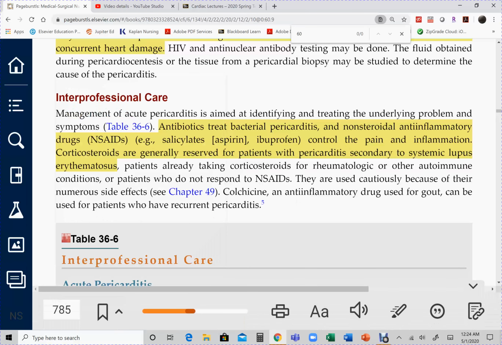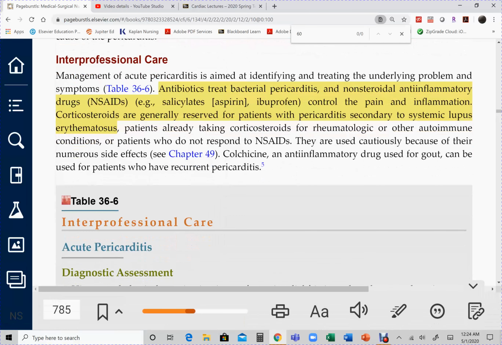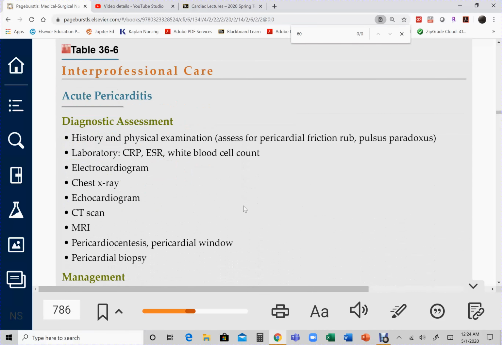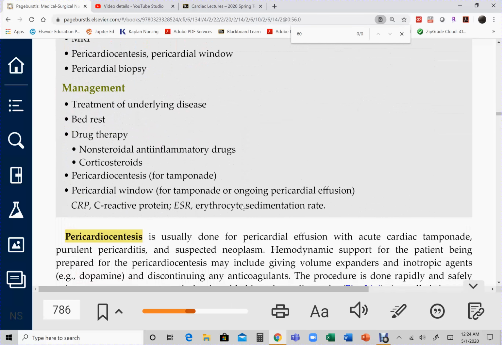So no steroids if the patient's cause of the pericarditis is bacterial. Of course, you can't give both at the same time because that will just be counterproductive. You are suppressing the immune system at the same time that you're giving antibiotics. Okay, we already said this, treat the underlying cause, and steroids again, except if there's a bacterial cause.